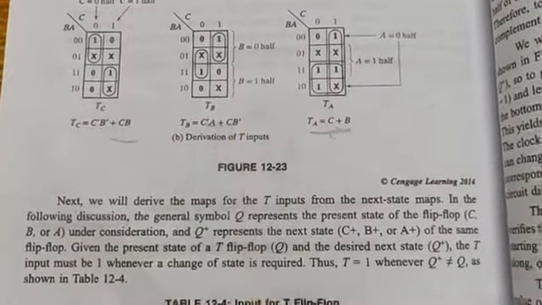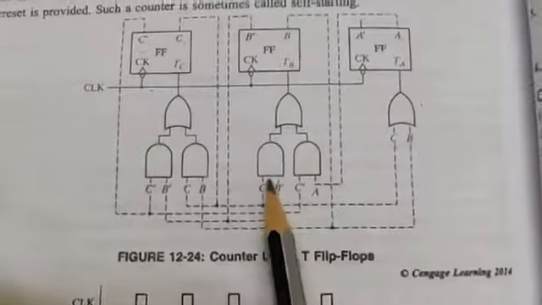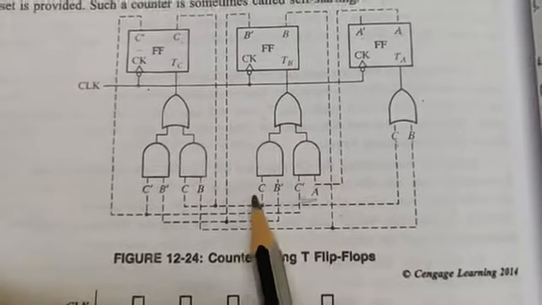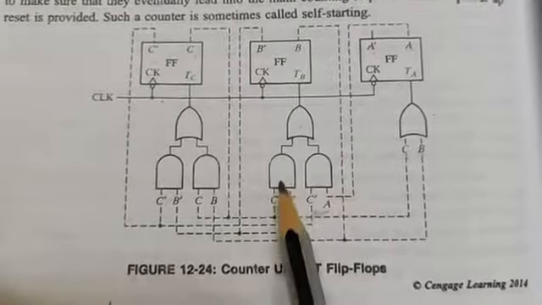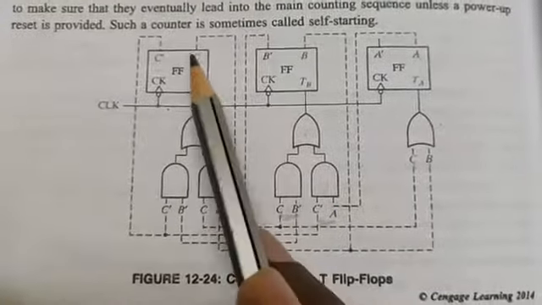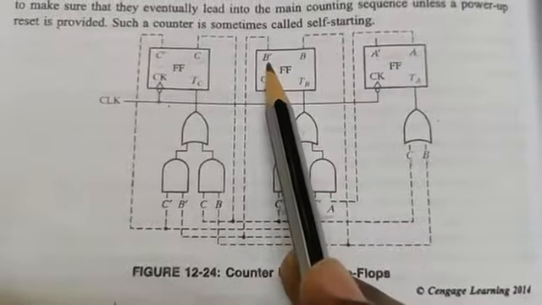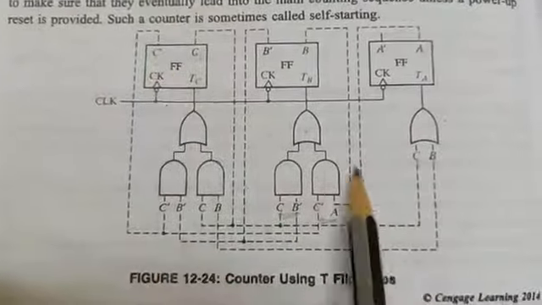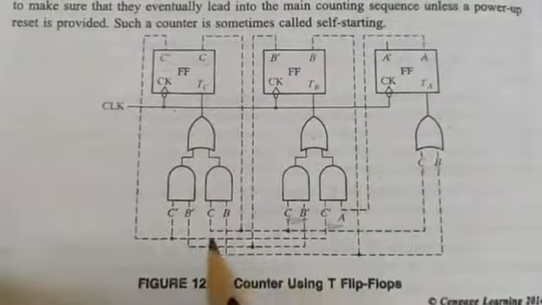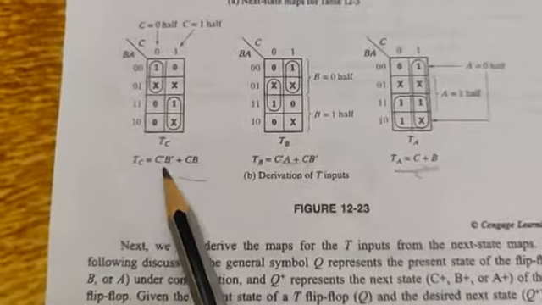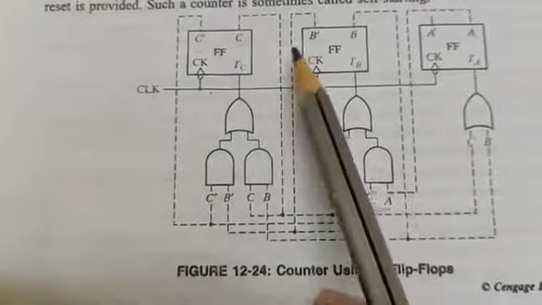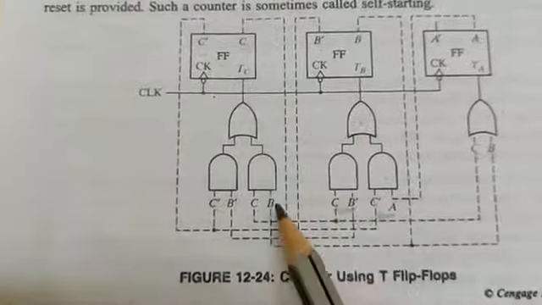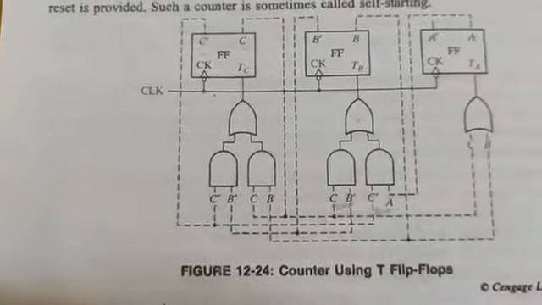TB is C bar A plus C B bar. Here it is, two AND gates, both combined by an OR gate, because this is plus and this is multiplication. C means take a connection from C, B bar means take a connection from B bar, C bar means take a connection from C bar, A means take a connection from A. Similarly for TC: C bar B bar plus CB. This is C bar B bar and CB. Take connections from C bar, B bar, C and B. That's it.